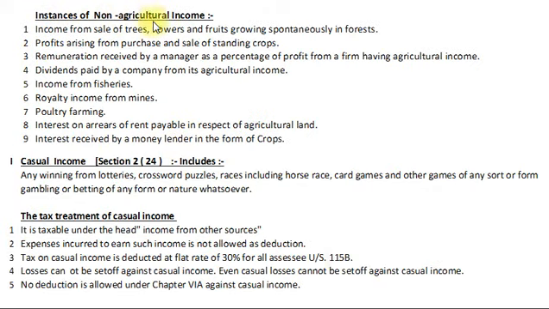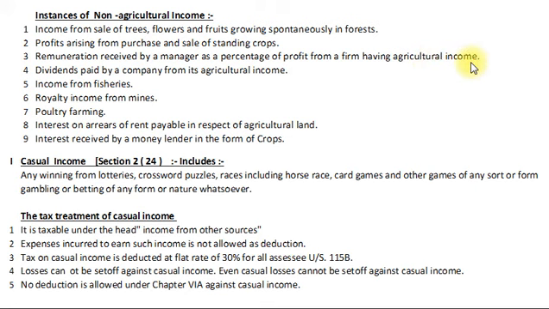Instances of non-agricultural income. Number 1, income from sale of trees, flowers and fruits growing spontaneously in a forest. Number 2, profits arising from purchase and sale of standing crops. My dear students, both the points are mentioning the same thing. If we are selling trees, flowers and fruits grown in a forest, or profits arise from purchase and sale of standing crops, it is a non-agricultural income, because no cultivation process is done by the seller of trees, flowers and fruits or standing crops.